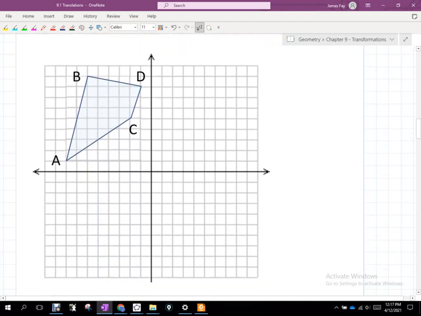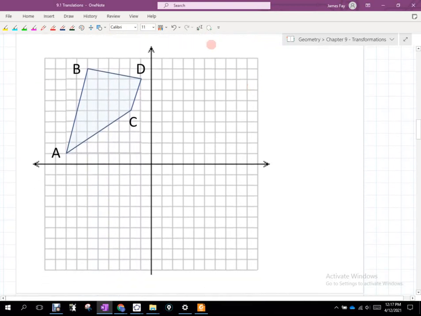All right, so I'm doing an example here. I want to take this shape and let's translate it. Okay, so let's go 3 and negative 4 like that. So if I were to write it that way, that is one process. That is one type of notation.